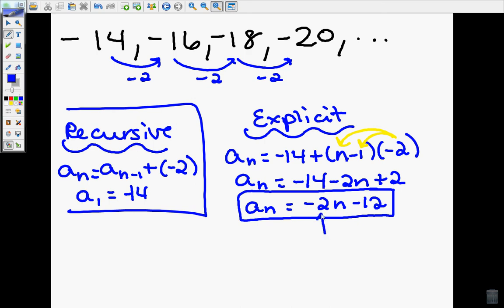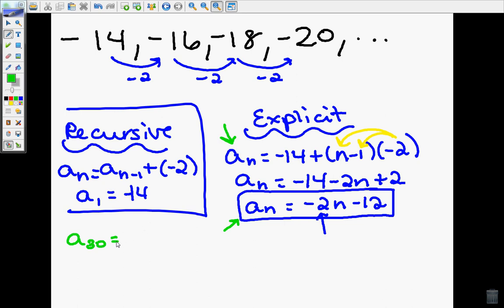And as you can see again, this is our slope, which is negative 2, the same thing as our common difference. Now, the explicit formula is good because if I wanted to find the 30th term, I can plug it into either one of these. I could plug it into this one here, or I could plug it into the simplified one. It doesn't matter which one you use because you're going to get the same answer either way.